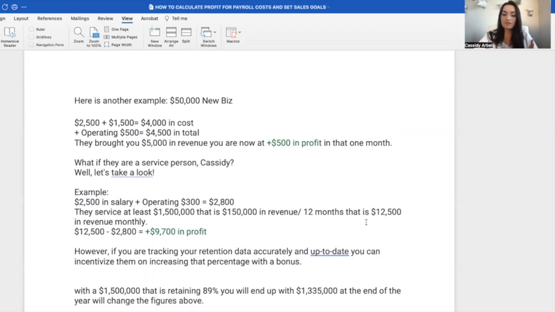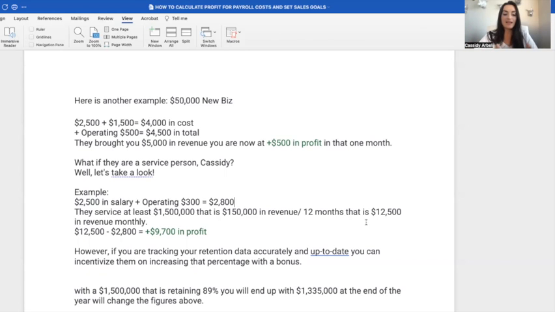So you can take the $12,500 and minus out whatever this person is costing you, and you can figure out your profit. But obviously, you're not going to bonus on $9,700 of profit. However, the way I look at it is if you're really tracking your retention data accurately and it's up to date, you can incentivize them on increasing that percentage with a bonus.